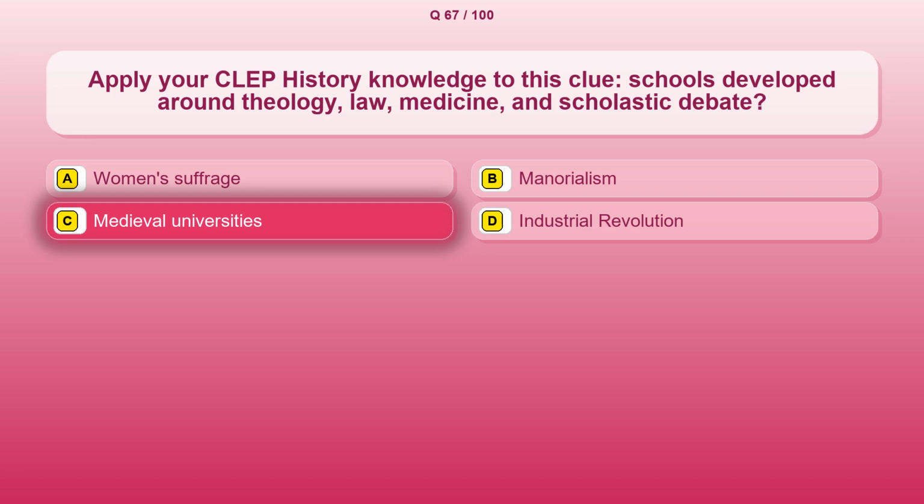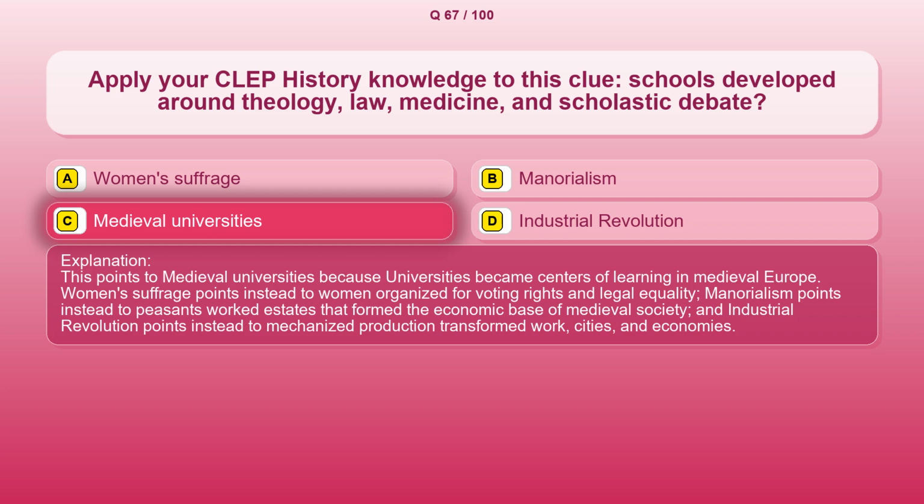The correct answer is option C, medieval universities. This points to medieval universities because universities became centers of learning in medieval Europe. Women's suffrage points instead to women organized for voting rights and legal equality. Manorialism points instead to peasants worked estates that formed the economic base of medieval society, and industrial revolution points instead to mechanized production transformed work, cities, and economies.